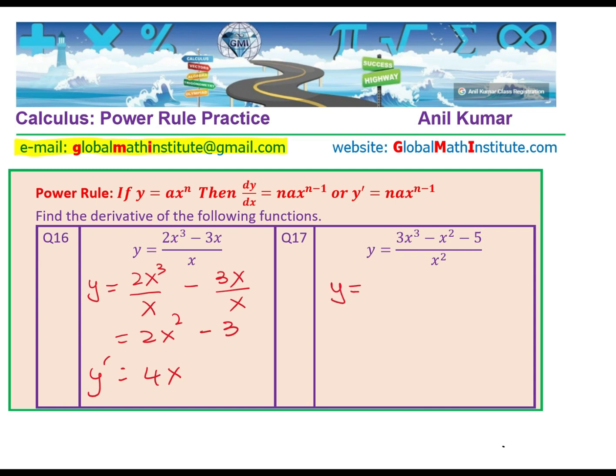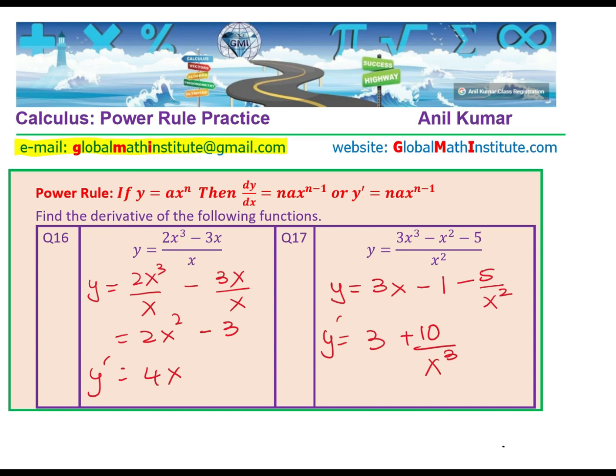y can be written as 3x cubed divided by x squared is 3x, minus x squared divided by x squared is 1, and this gives you 5 by x squared, right? And the derivative for this will be 3. Derivative for constant is 0, and here, since the power is minus, it will be plus 10 over x cubed. Makes sense, right? So I've written it directly. By this time, you might have got the idea how to do it, right?